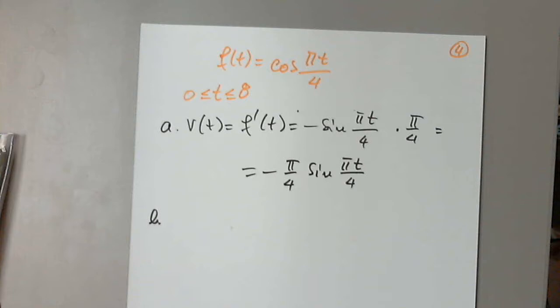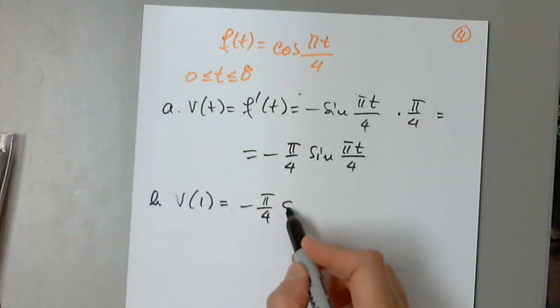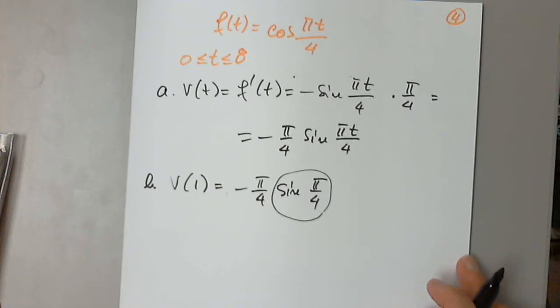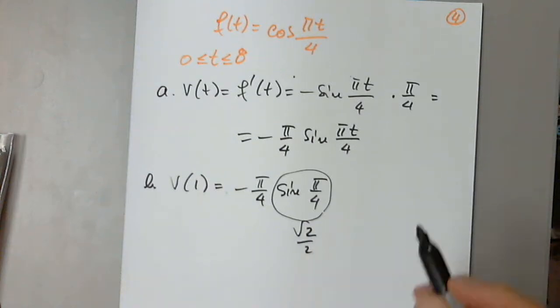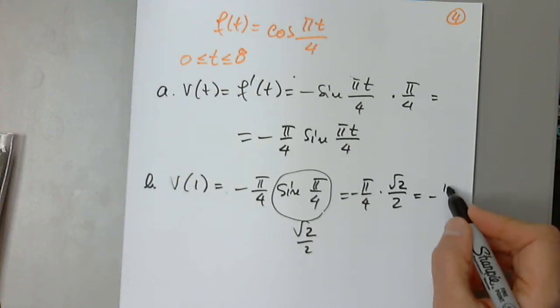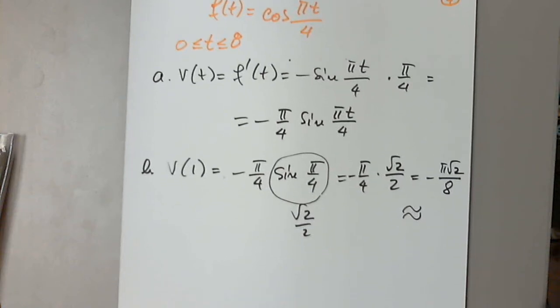Velocity after 1 second. Okay, so v of 1 is negative pi over 4 sine pi over 4. Do we remember how much is sine pi over 4? It's the only angle whose sine and cosine are identical. Excellent. So negative pi over 4 times the square root of 2 over 2 is negative pi times the square root of 2 divided by 8. I don't know if they want an approximation. Do they tell us to round? Two decimals. In that case, we have to plug it in, if that's what they want.